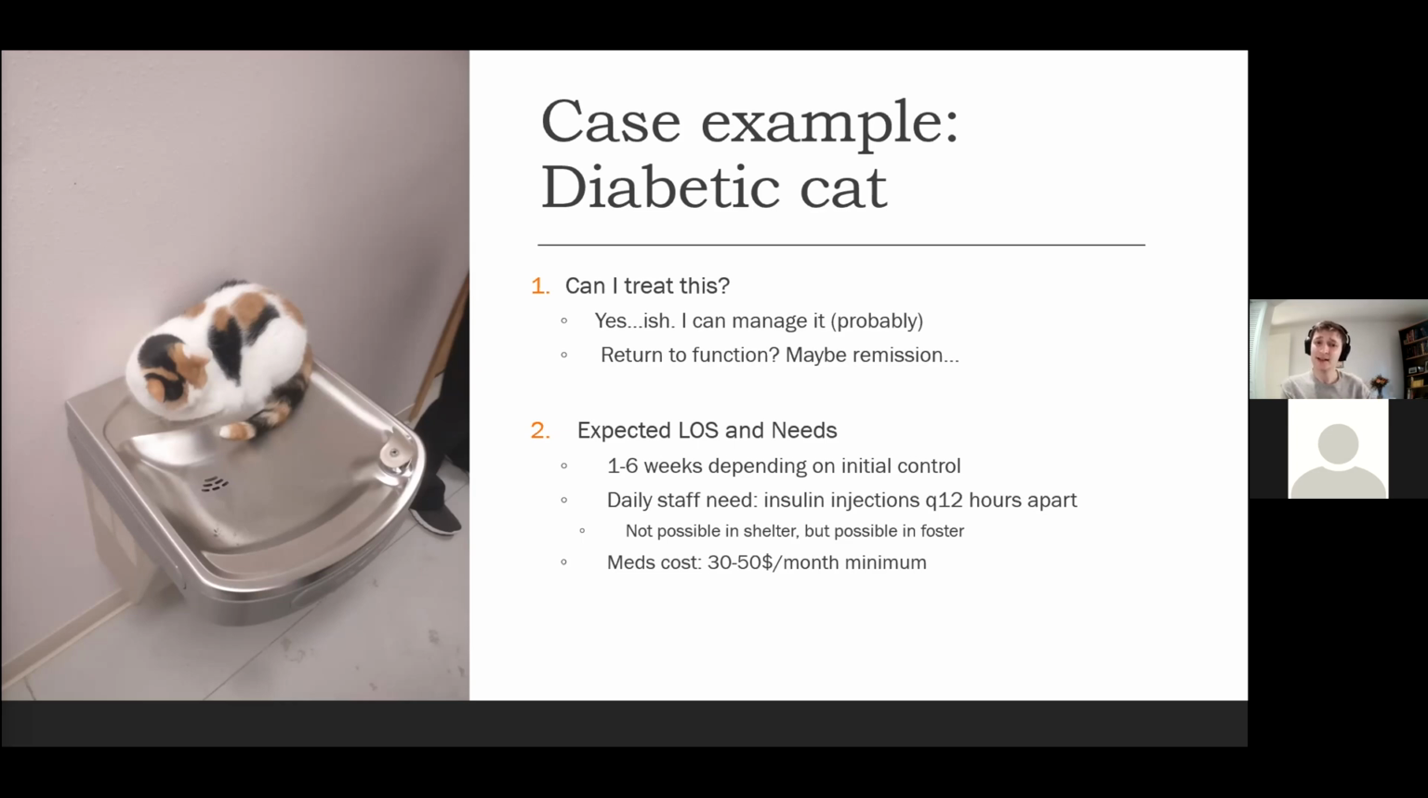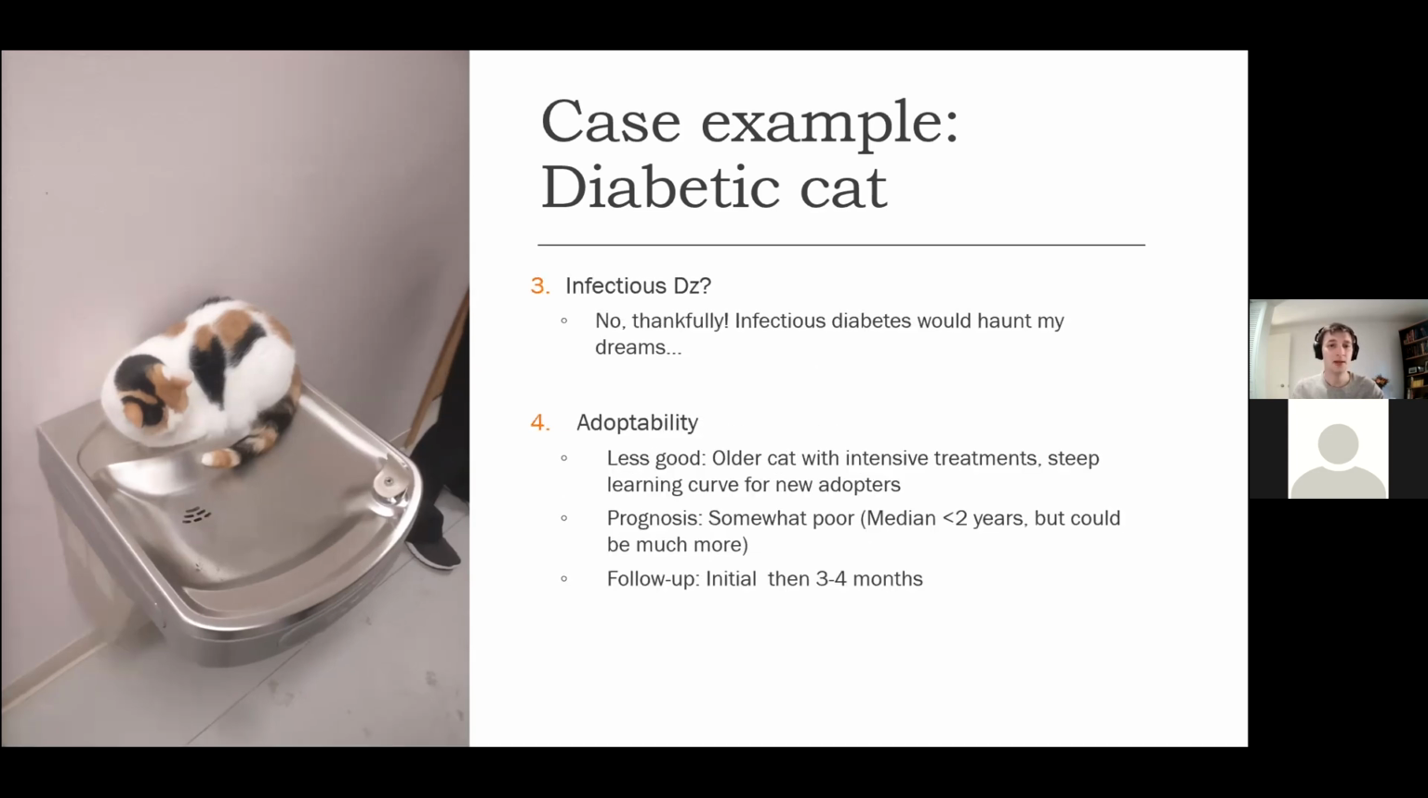and control it. And I'll need daily staff to give Q12 hours insulin injections, which for me was absolutely not possible in a shelter, but it might be possible in a foster to get really those 12-hour apart injections. And I'm looking at medication costs for insulin, probably around $30 to $50 a month based on current prices, but it depends on how much insulin the cat will overall need. Is it an infectious disease? Well, thankfully, no. Infectious diabetes would haunt my dreams, and so I'm happy it's not the case.